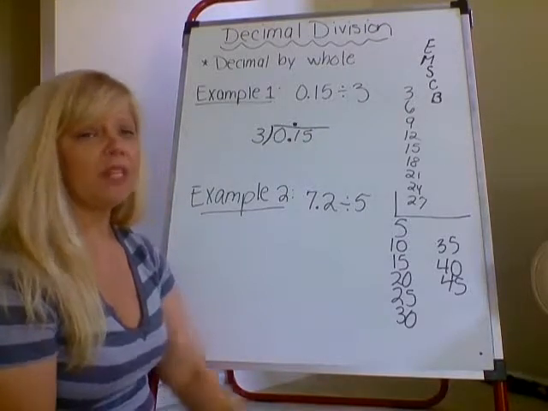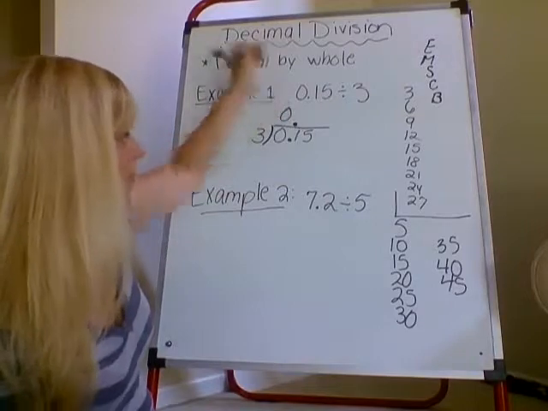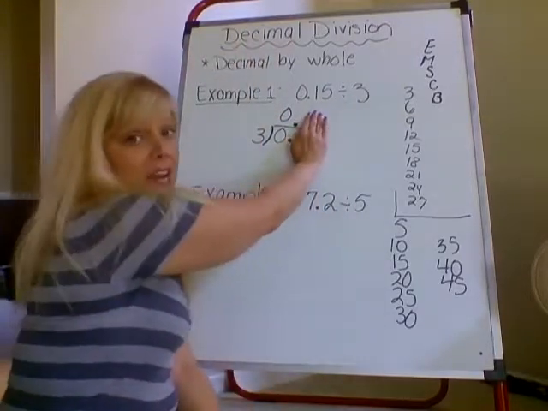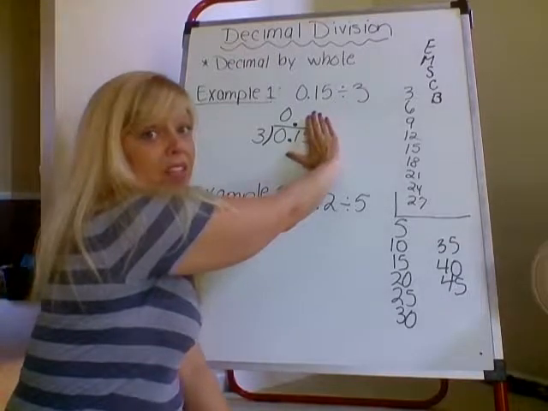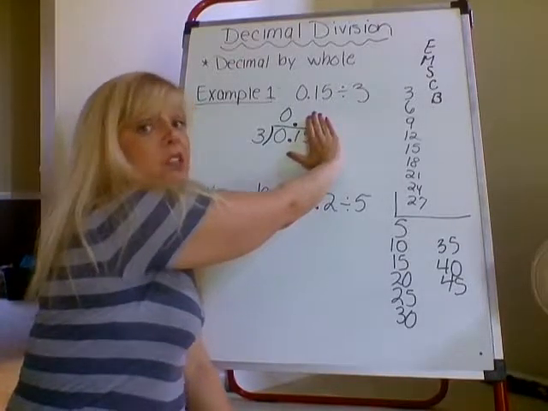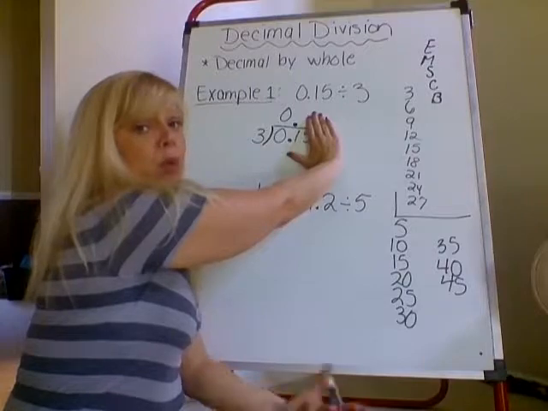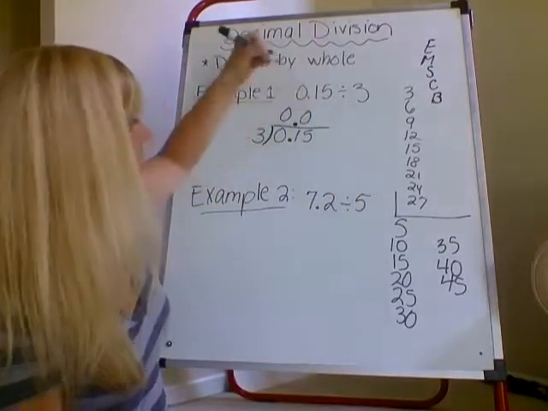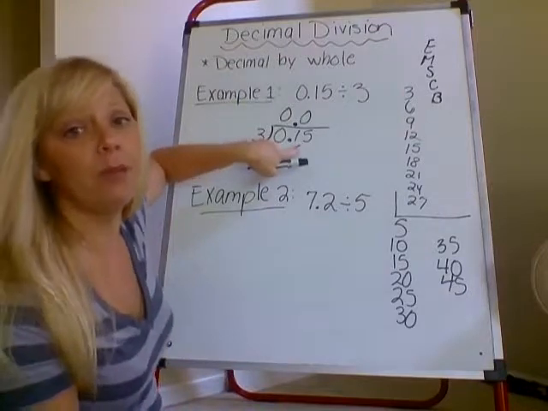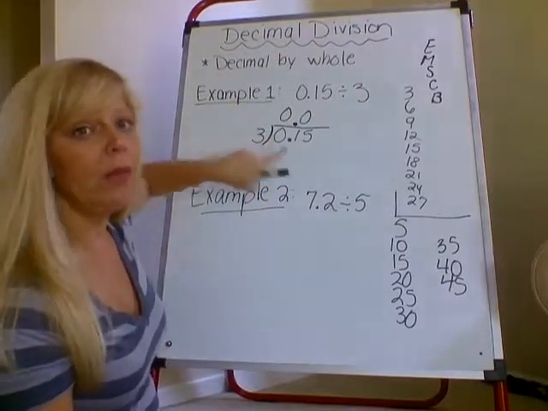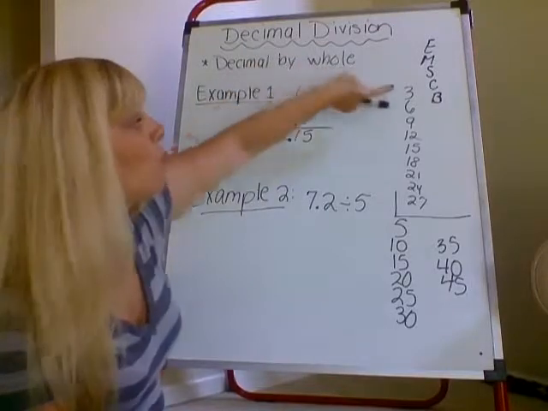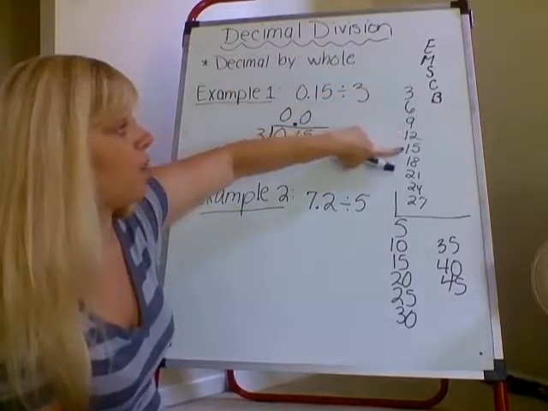Now, can 3 go into 0? No, it cannot. Can 3 go into just a dime? Because if I have 1/10, that's a dime, right? So can a dime be broken up into three equal pieces? No, it cannot. Now I look at my 15 pennies. Can my 3 go into my 15 pennies? Yes, it can. It can go 1, 2, 3, 4, 5.